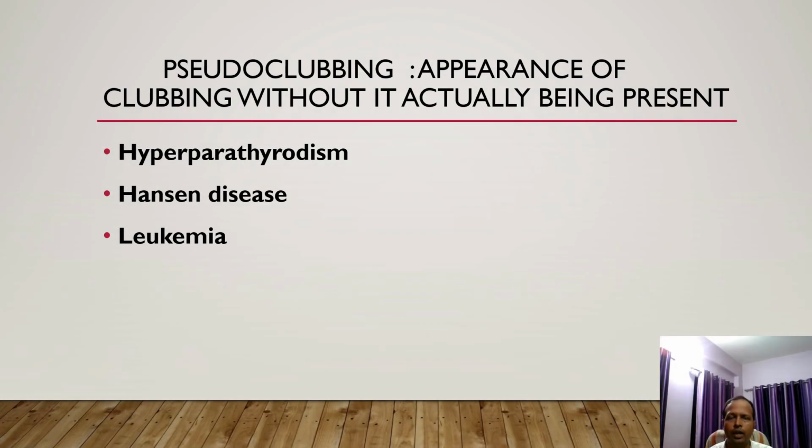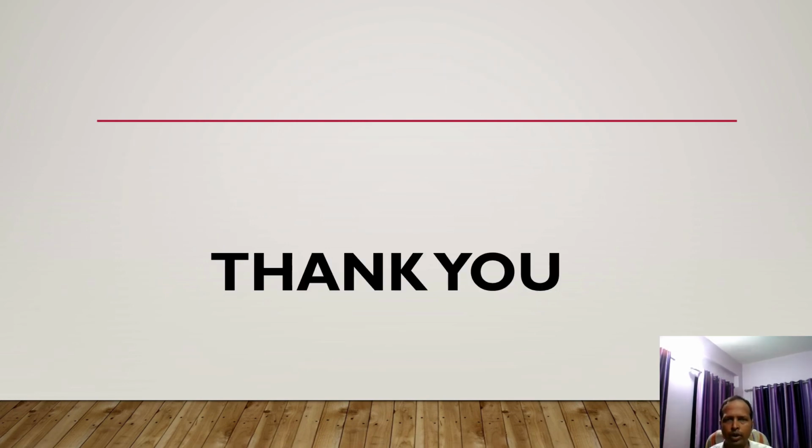Then coming to another important terminology, that is pseudo clubbing. What does it mean? So there is appearance of clubbing without it actually being present in the subject, and it may be due to hyperparathyroidism, Hansen disease, that is also called leprosy, and leukemia. So these are all important points which I have discussed regarding clubbing, which are important from your examination point of view, and also in diagnosis of patient.